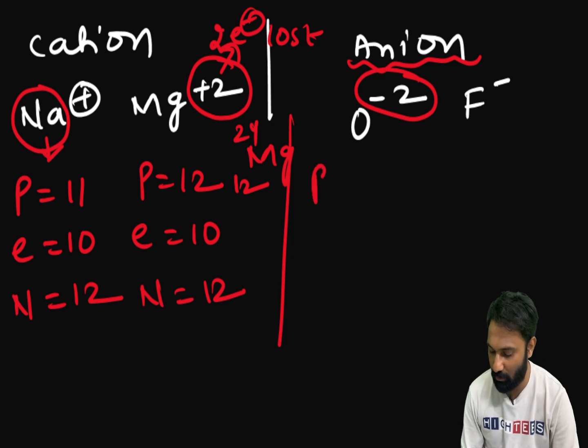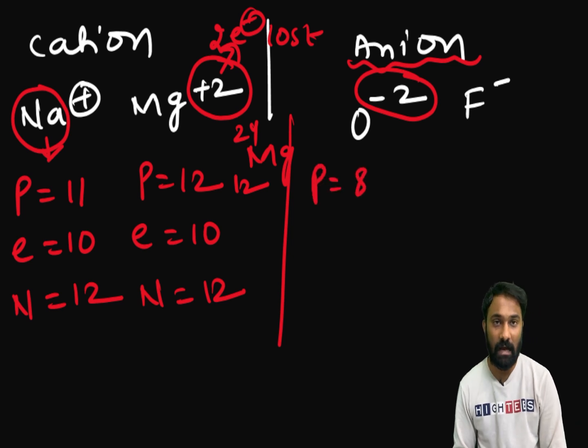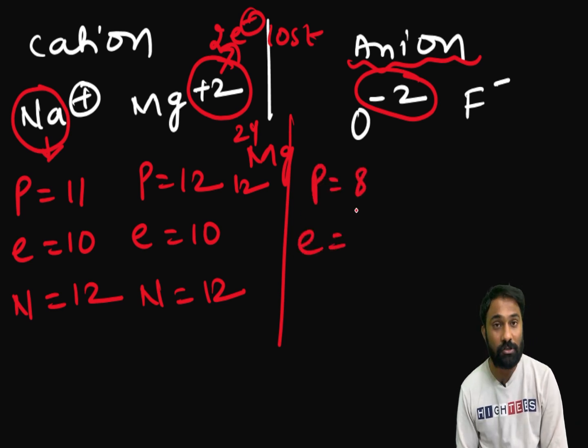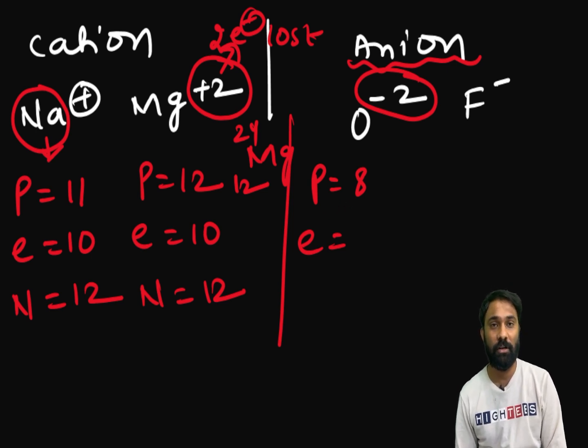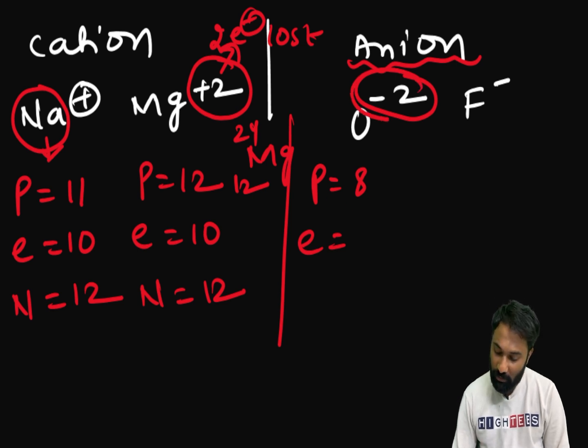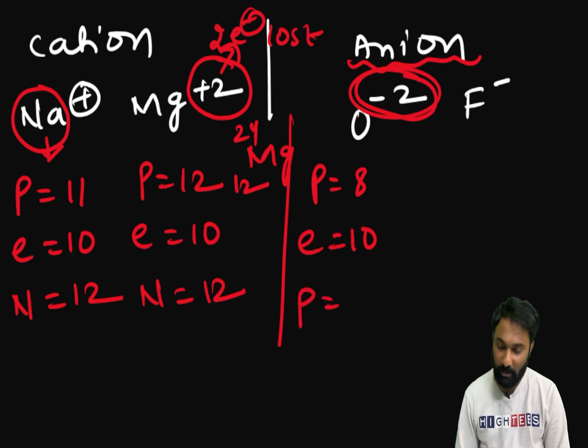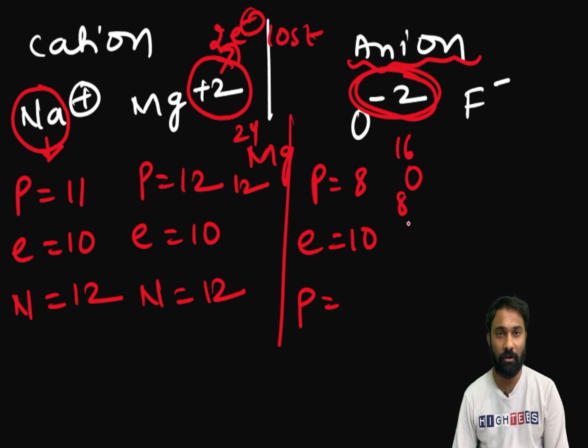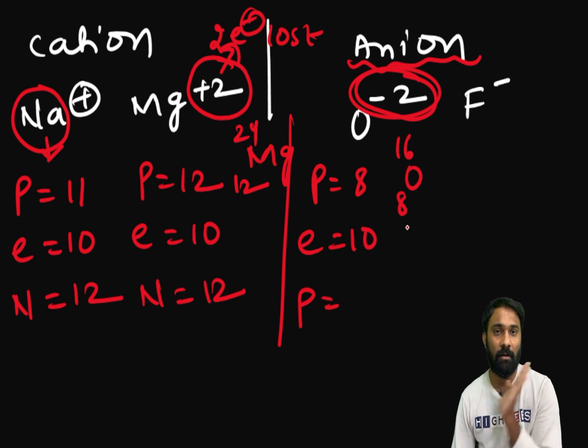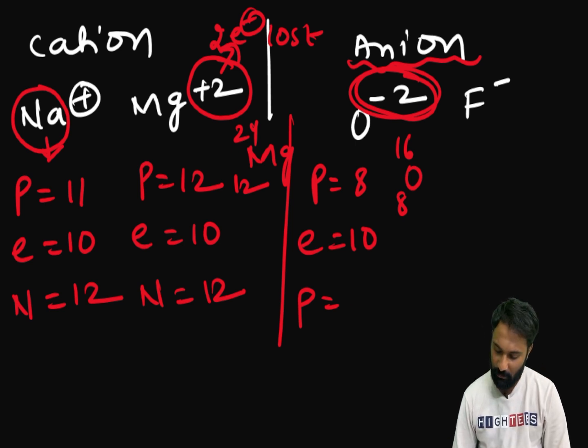So first, protons. Protons will be its atomic number, 8. And electrons: normally the number of protons will be equal to the number of electrons, so 8 electrons it should have. But we have gained 2 electrons, right? Total it has become 10. And the representation of oxygen is 8, 16. 16 minus 8. Clear? Neutrons will be equal to what? Atomic mass minus atomic number. So it will be 8.